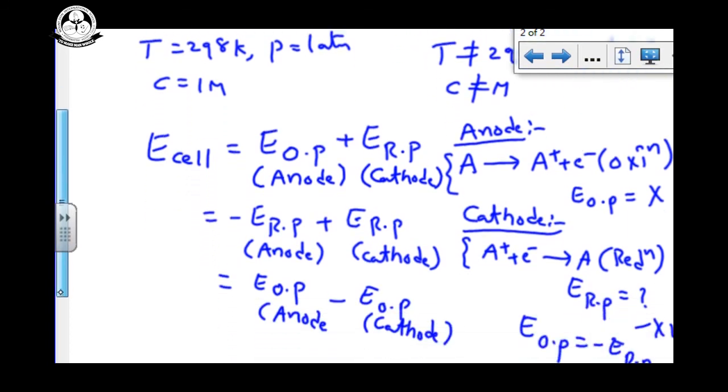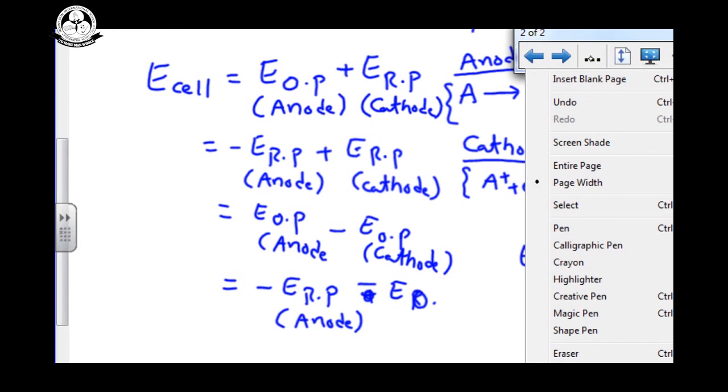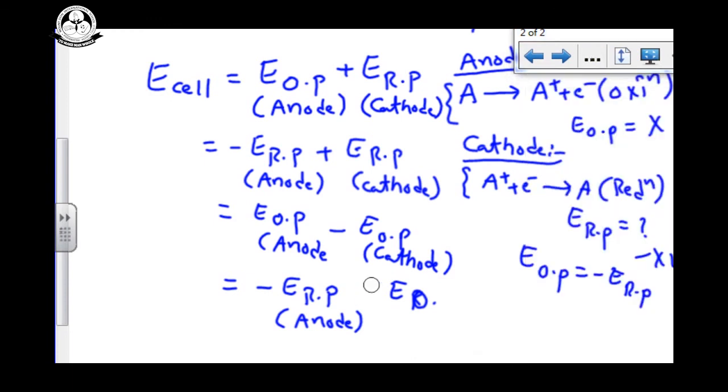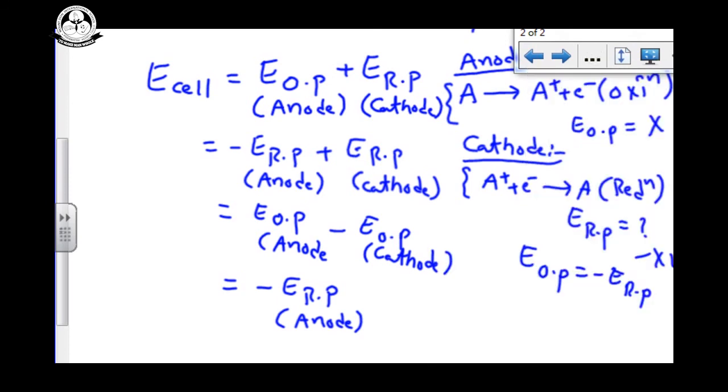Okay, now see. Otherwise, I change both: E reduction potential at anode plus E, change both, minus E oxidation potential at cathode. Careful, students, plus or minus are reference.